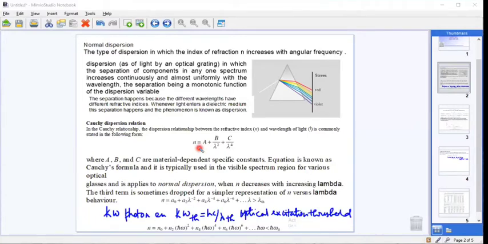Most importantly, the derivative of the refractive index, dn over d lambda, since the first term is constant, becomes minus 2B upon lambda cubed. Given that A and B are both positive, the refractive index decreases, due to this negative sign, with wavelength in the case of normal dispersion, right? So these are the basic characteristics of normal dispersion.